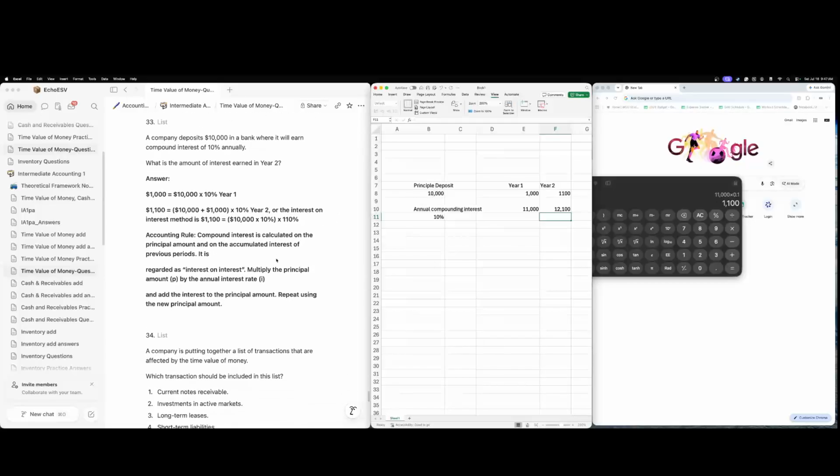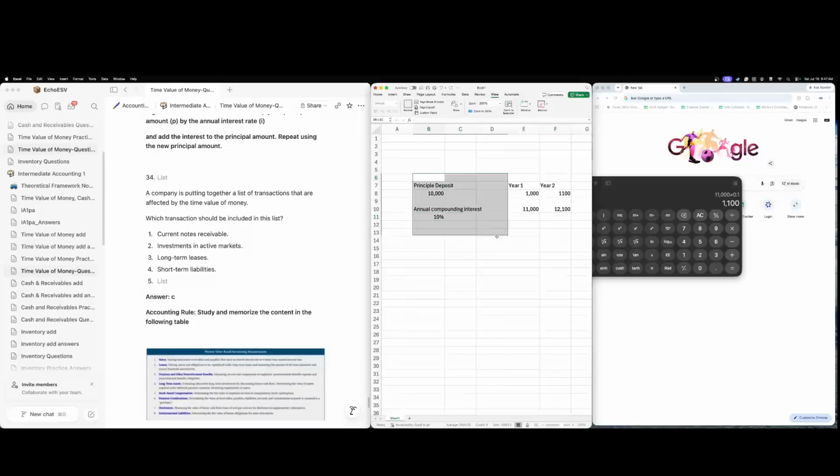A company is putting together a list of transactions that are affected by the time value of money. What transactions should be included in the list? So a list of transactions that are affected by the time value of money: current notes receivable.